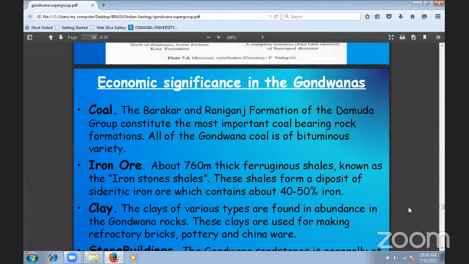All of these Gondwana coals are of a bituminous variety. And in particularly Telangana and Andhra Pradesh, in these two states, and particularly in Telangana state, we can extract coal from the Gondwana supergroup. It is located in the Adilabad, Karimnagar, Warangal, and Khammam districts. These districts are the main sources for coal, extracted from the Gondwana supergroup.